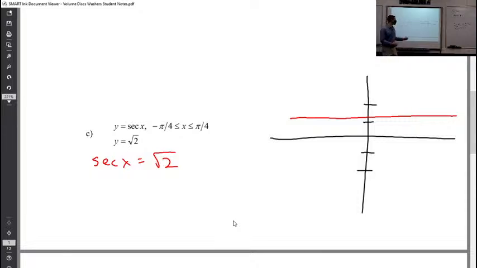Cosine of 0 is 1, so secant of 0 is also 1. Where cosine is 0, secant is not going to exist, so it's going to have asymptotes. This is the one that looks kind of like a parabola, but isn't. From negative pi over 4 to positive pi over 4, we have this curve. And then we have an asymptote, and there's another branch down here, and then it repeats. That's what secant looks like. So this is my region.